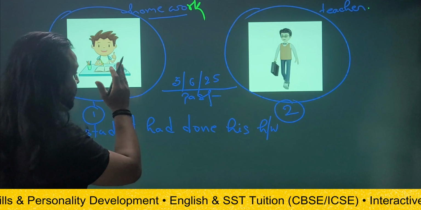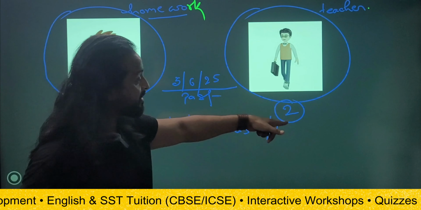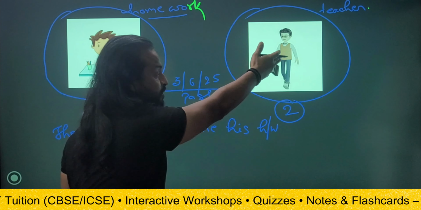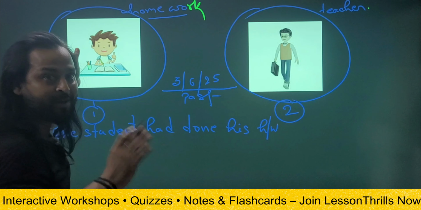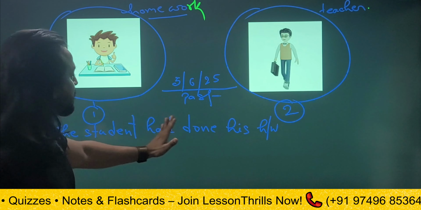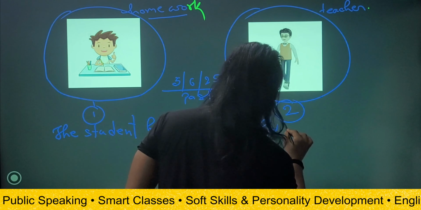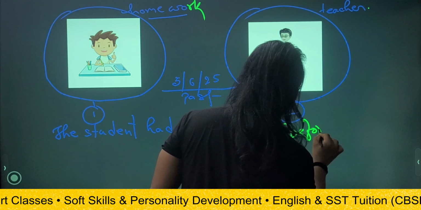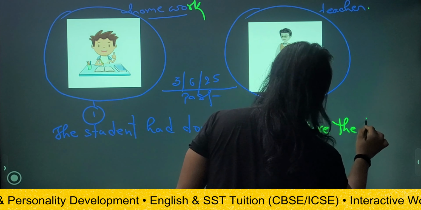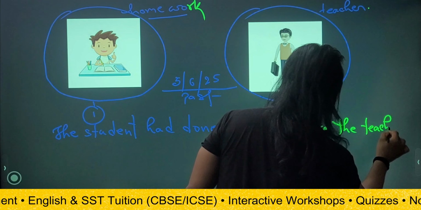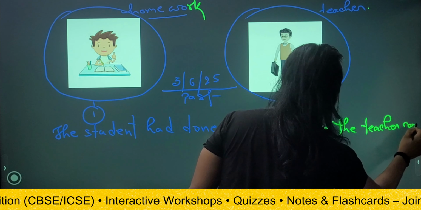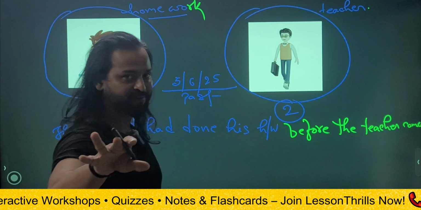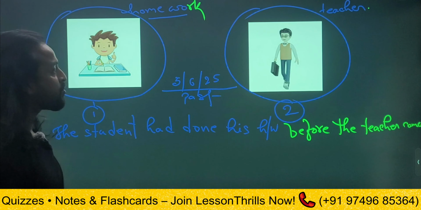मतलब student का homework हो चुका था teacher आने से पहले. Incident 2, ये बाद में हुआ, ये पहले हुआ. Now we can add the student had done his homework before the teacher came. So this is how we can use past perfect tense. Let's see. अब हिंदी में बोलता हूं.